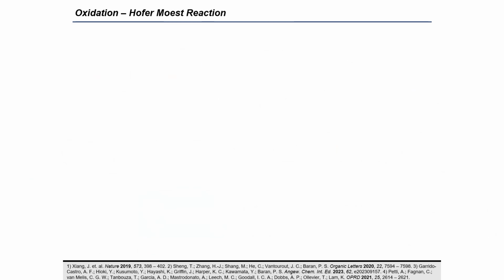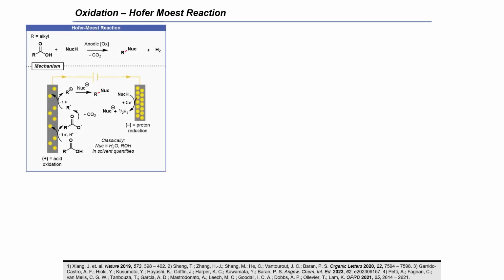Similar to the Kolbe reaction, the Hofer-Moest reaction is another useful electrochemical transformation that leverages carboxylate oxidation to do subsequent chemistry. Instead of stopping at the corresponding alkyl radical, this species is further oxidized to the carbocation, which is then trapped by some pronucleophiles. Classically, this is just water or alcohols in solvent quantities. Just like the Kolbe, the oxidative reaction is balanced by proton reduction at the cathode.